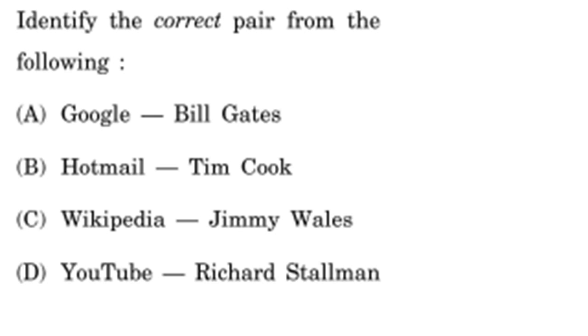Now identify the correct pair from the following. So friends, option A is Google, Bill Gates, B Hotmail, Tim Cook, C Wikipedia, Jimmy Wales, D YouTube, Richard Stallman. Google is not founded by Bill Gates. Bill Gates has founded Microsoft, and Google is founded by Sergey Brin and Larry Page. So the first option is not correct.